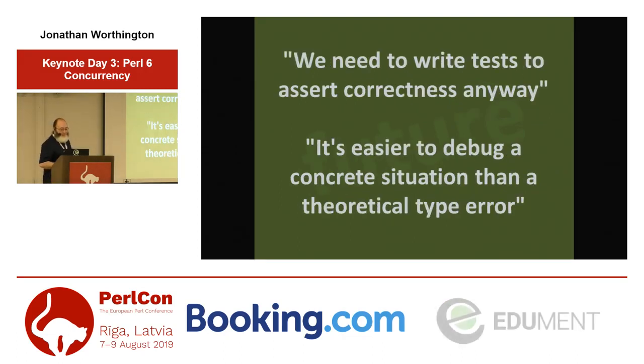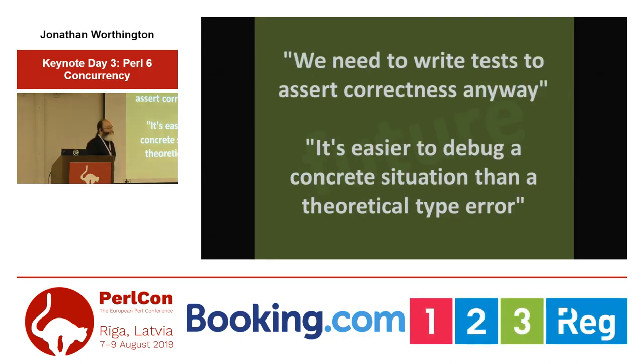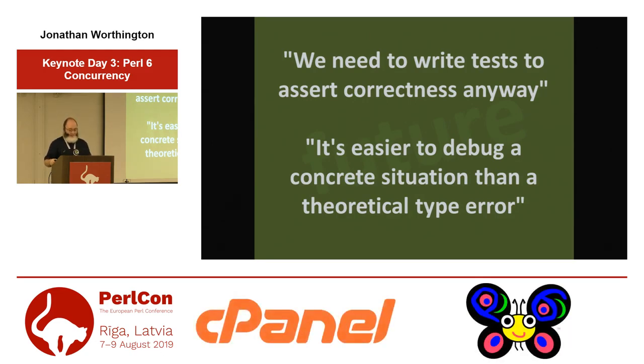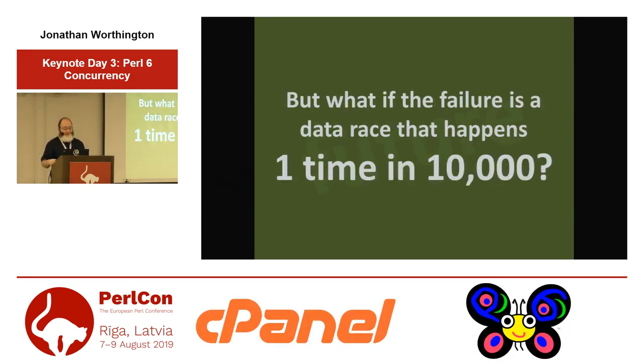I don't really need to preach to the choir here about the reasons that people might prefer dynamic languages. We hear things like this: we need to write tests that assert correctness anyway, or it's easier to debug a concrete situation than some theoretical type error that I don't understand. Maybe there's truth in these, but they hinge on an assumption. And that assumption is that the test will reliably fail if the thing is broken, and that when we run the thing under the debugger, the bug will happen. What if the failure is a data race that actually has its effect one time in 10,000?